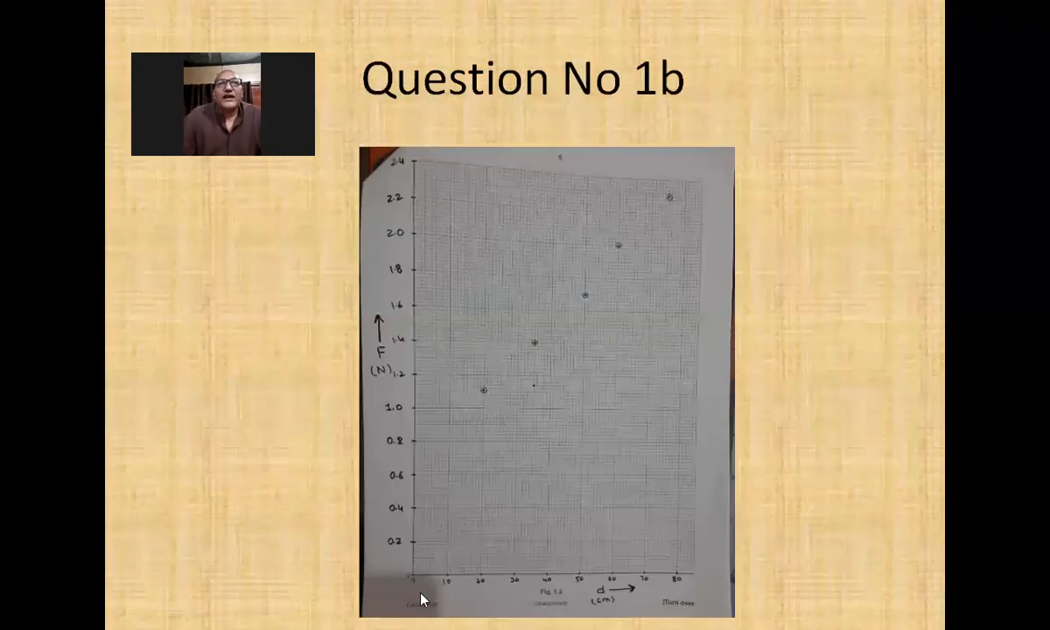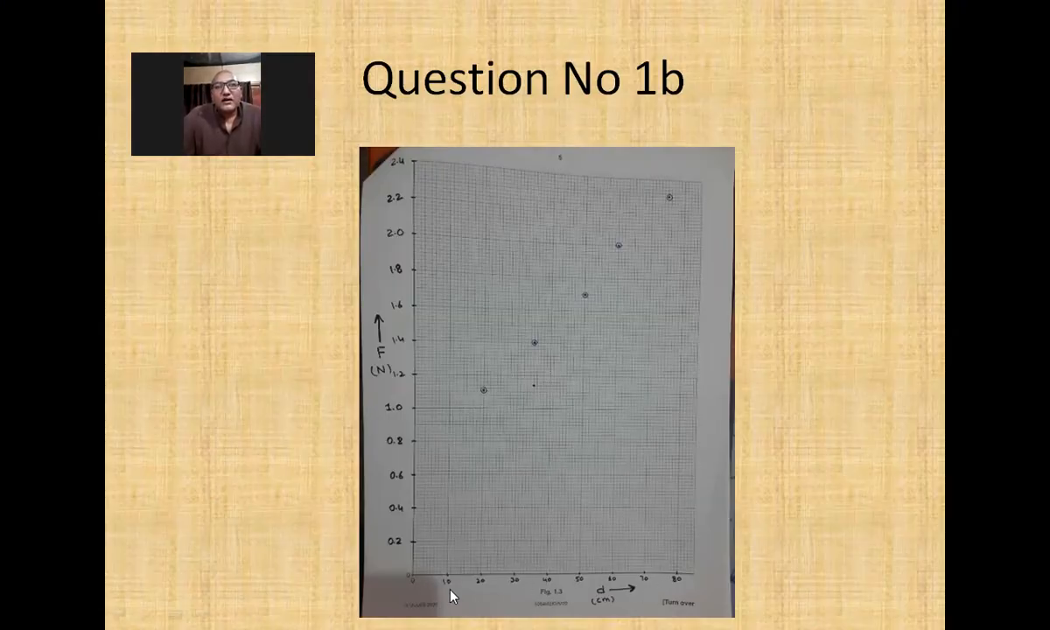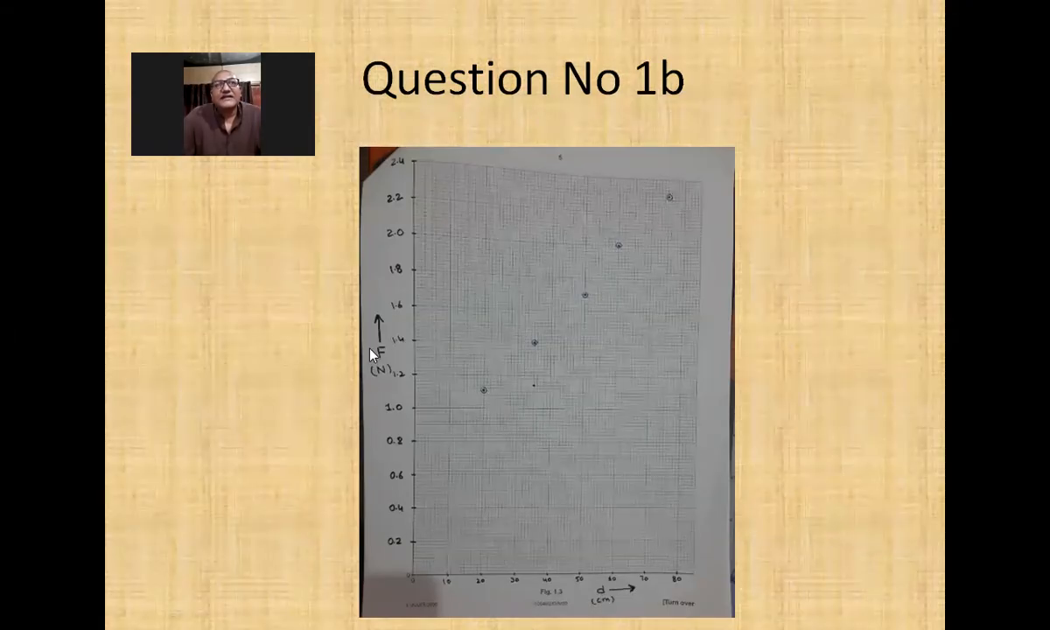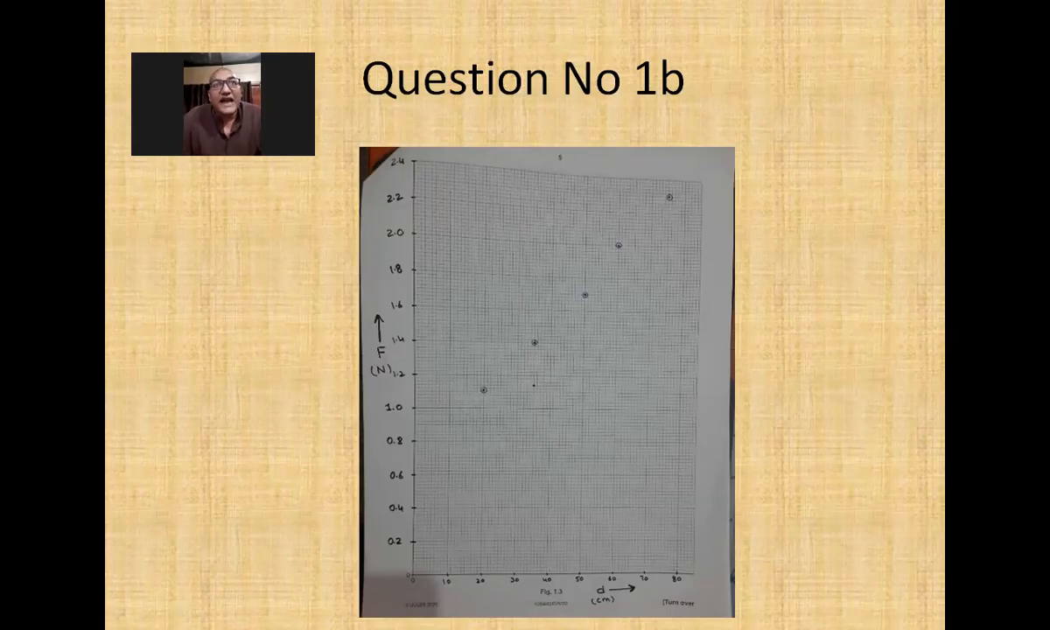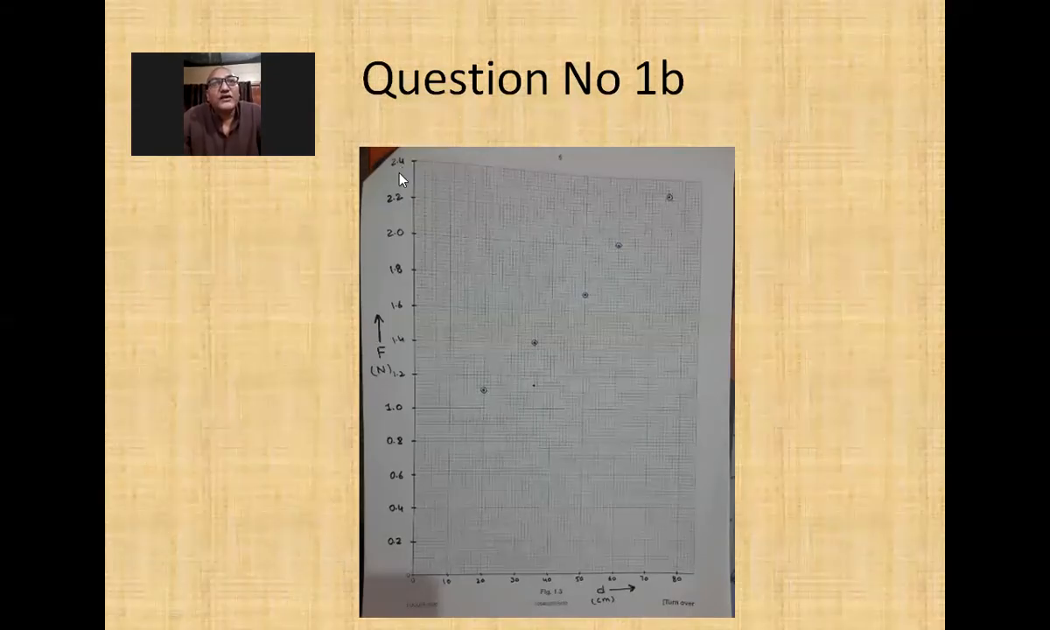Okay, so here you can see that on the x-axis I have labeled it D, and D is in centimeters. On the y-axis I have labeled it F, meaning force, and the unit I am going to use is Newton. And then you can see that here 2 centimeter represents 10. So 10, 20, 30, 40, 50, 60, 70, 80. And on the y-axis, 2 centimeter is equal to 0.2. So 0.2, 0.4, 0.6, 0.8, 1, 1.2, 1.4, 1.6, 1.8, 2.0, 2.2, and 2.4.